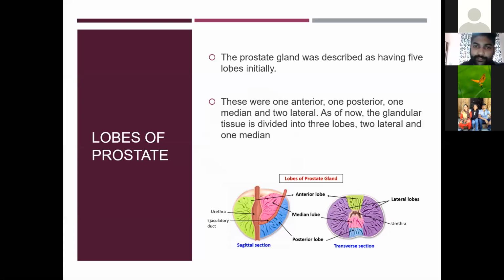Lobes of the prostate. Earlier the prostate gland was described as having 5 lobes: one anterior, one posterior, one median, and two lateral. But as of now, the glandular tissue is divided into only 3 lobes: 2 lateral and 1 median lobe. You can see here the lateral lobes and the median lobe.